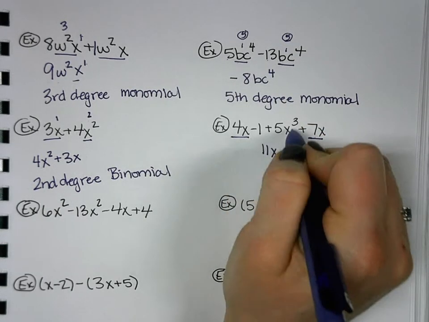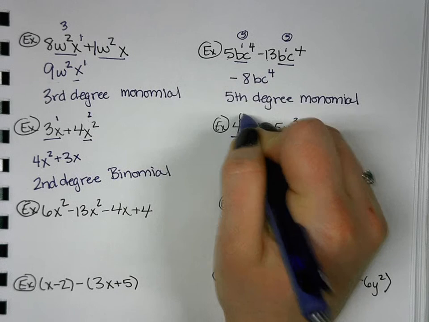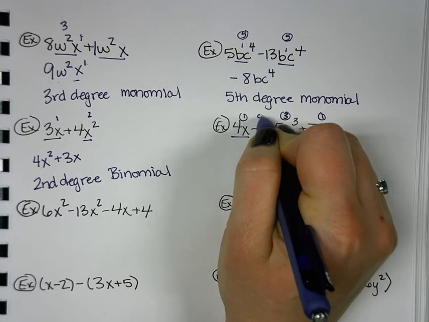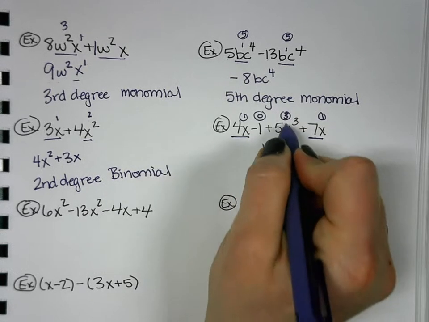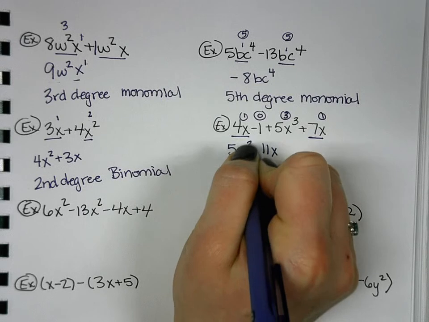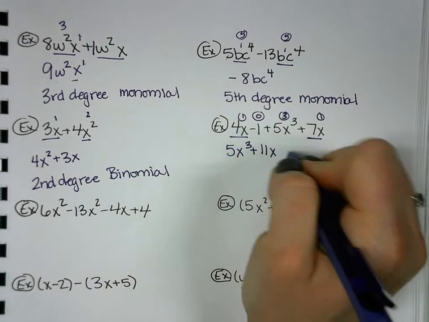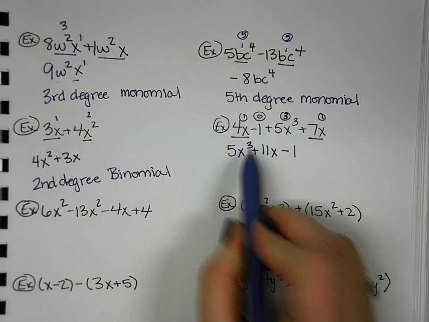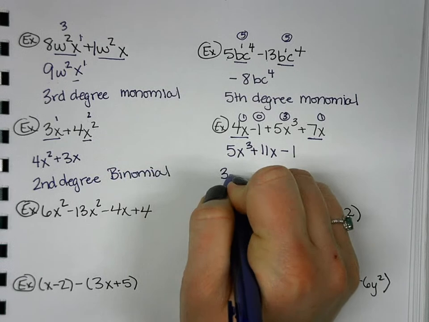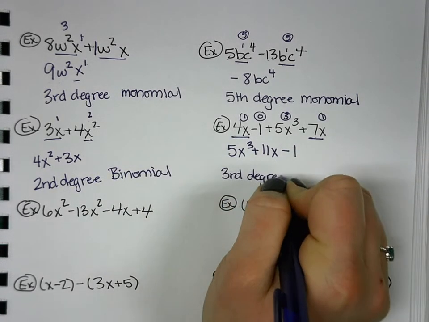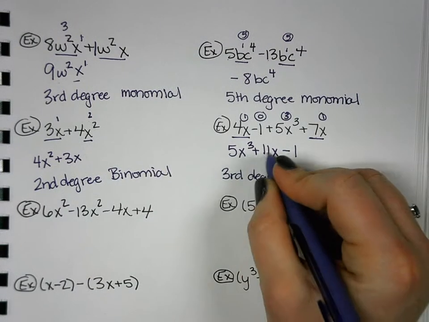Now, these were both degree 1. Here we have a degree 3, and here we have a degree 0. So the degree 3 has to go first, and the 0 has to go last. So our highest degree is 3, so we would say a third degree. And how many terms do we have? 1, 2, 3, so that's a trinomial.